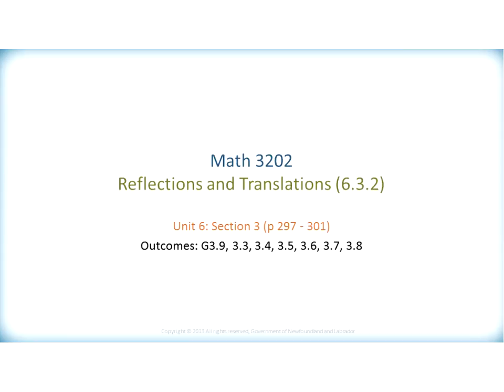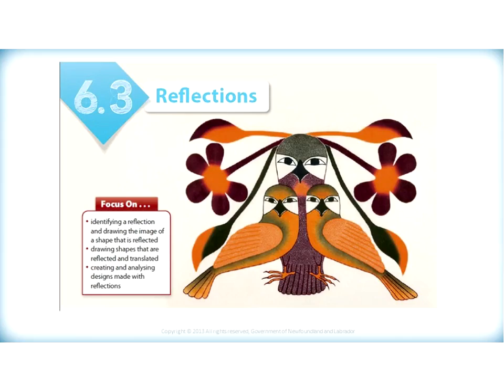In this lesson, we're going to look at combining the two previous lessons together. In the last two, we looked at translations, and then we looked at reflections. So in this one, we're going to put the two of them together. We're going to focus on identifying a reflection and drawing the image of a shape that is reflected, drawing shapes that are reflected and then translated, and creating and analyzing designs made with reflections.